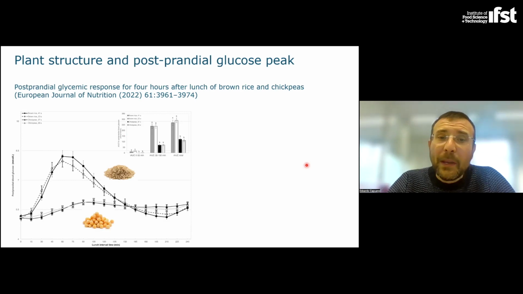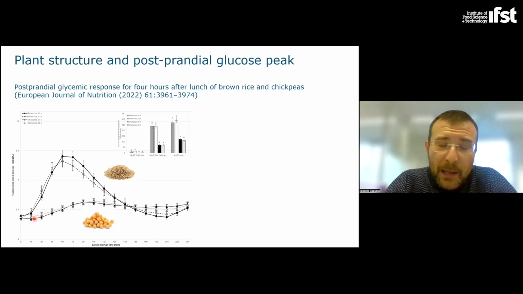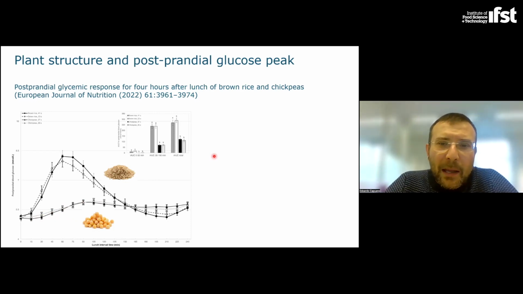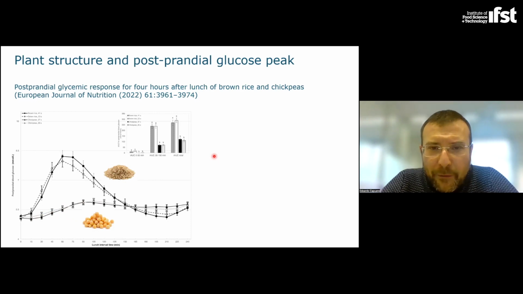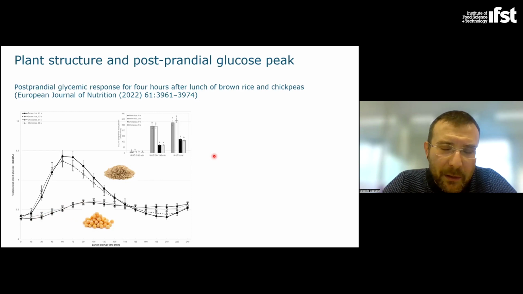And in this study, we performed an acute intervention where we gave two different starchy foods containing the same amount of starch to the subjects. So we basically used brown rice and chickpeas. And after that, we took blood samples and we measured the level of glucose in the blood. And what we see in this picture, well, I will not talk about the effect of oral processing. We might perhaps touch upon this later.